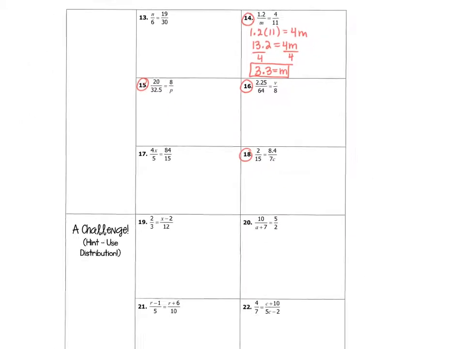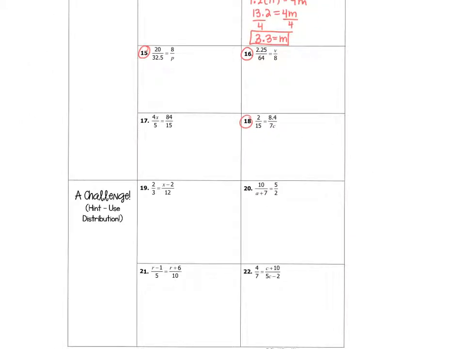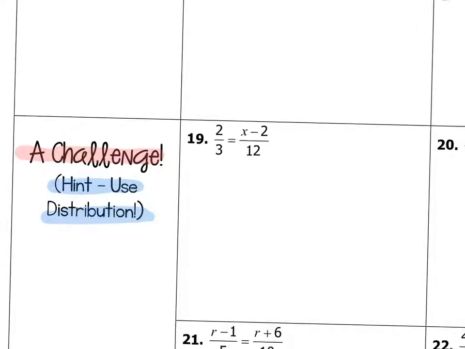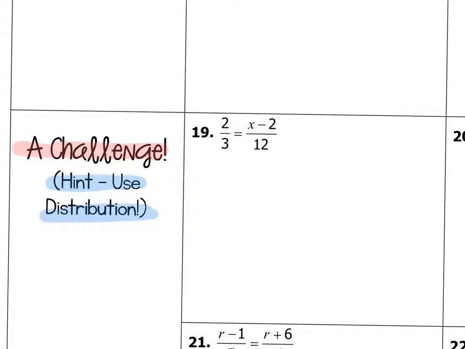I want to take you over to one more example, which are kind of the challenge questions, but they're really not that big of a challenge because you have a little hint here to remind you to use distribution. So let's zoom in here to number 19 to see what we're talking about. We know this is a proportion because you have two ratios set equal to each other. And the way we solve proportions is we know that the cross products are equal.